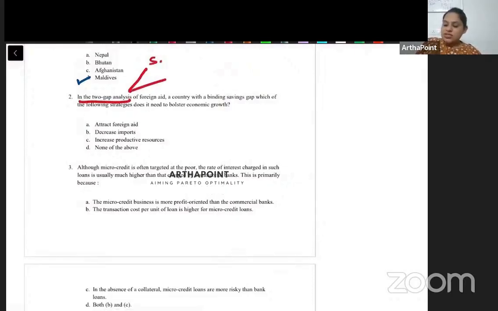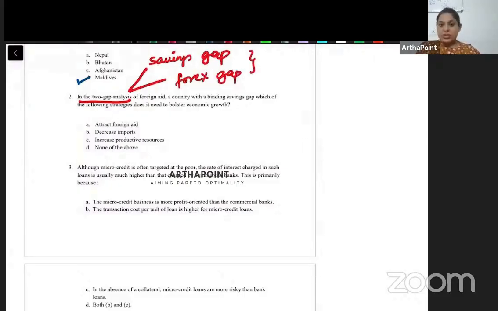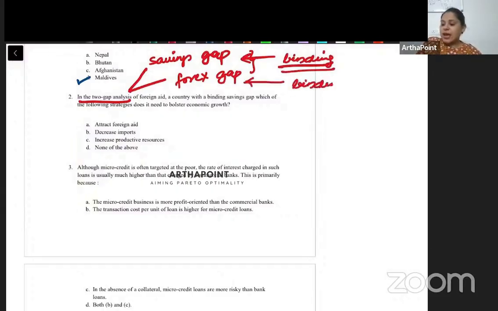The first one is the savings gap and the second is the forex gap. ये हमने समझ लिया. Now the question is asking that this savings gap is binding. तो हमें ये समझना है कि बाइंडिंग सेविंग्स गैप क्या होता है और बाइंडिंग फॉरेक्स गैप क्या होता है. This is what the question is asking.